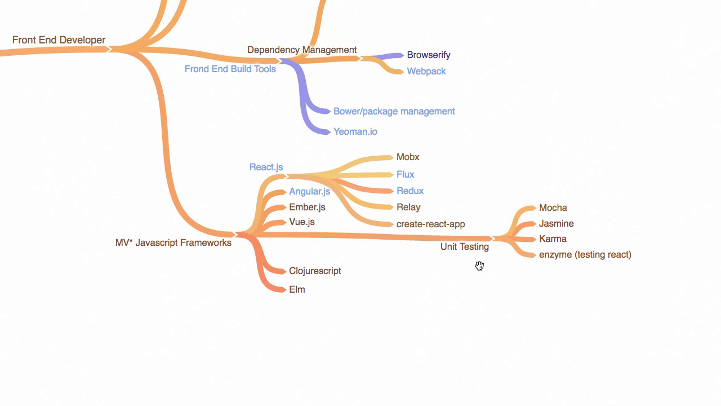And then unit testing hasn't really changed. Mocha, Jasmine, Karma. Enzyme is a great library to use with any of those if you're testing React. Enzyme is really kind of, I think, the best React testing framework. And that's kind of front end.